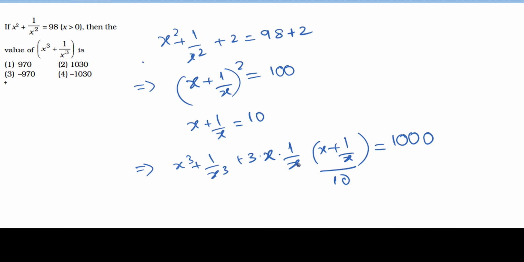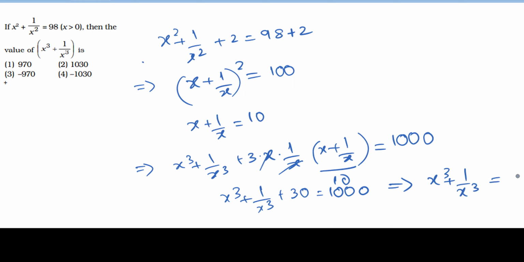So this part is 10, this gets cancelled. So 1000 minus, so x cube plus 1 by x cube plus 30, am I right? Yes, 30 equal to 1000. Then that implies x cube plus 1 by x cube is equal to 1000 minus 30, which is 970.